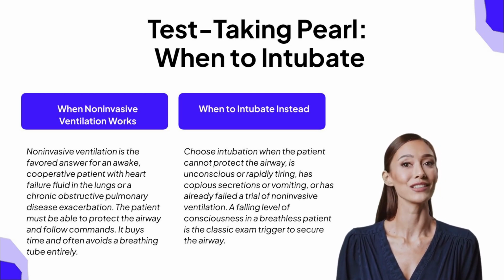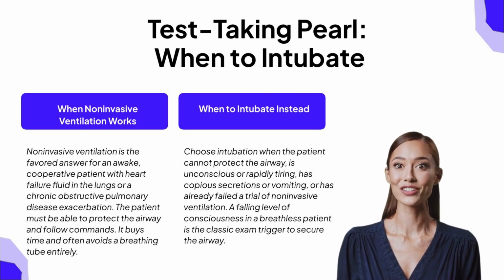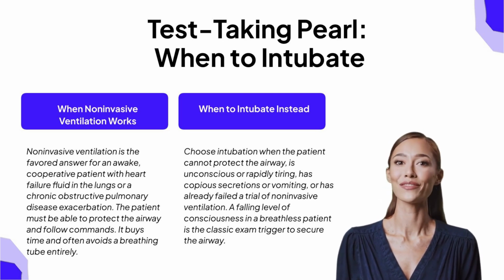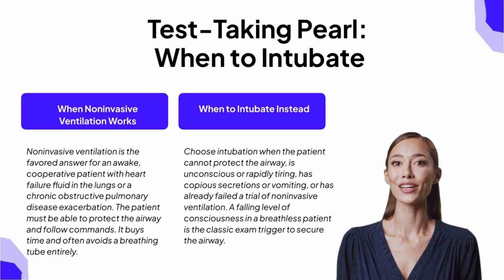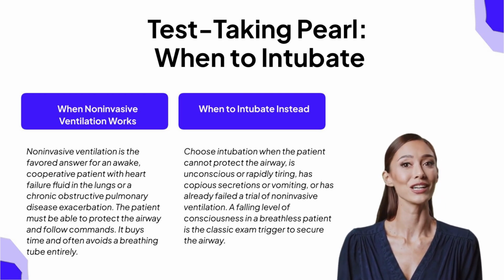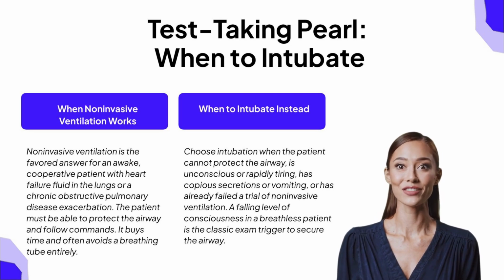Now the hard stops, the situations that should push you to intubate. Choose intubation when the patient cannot protect the airway, is unconscious or rapidly tiring, has copious secretions or vomiting, or has already failed a trial of non-invasive ventilation. The classic exam trigger is a falling level of consciousness in a breathless patient. The moment the stem tells you the patient is becoming drowsy, confused, or obtunded, that is your cue to secure the airway. Commit this contrast to memory, because the boards test it constantly.